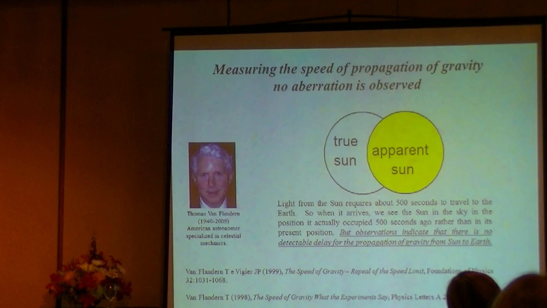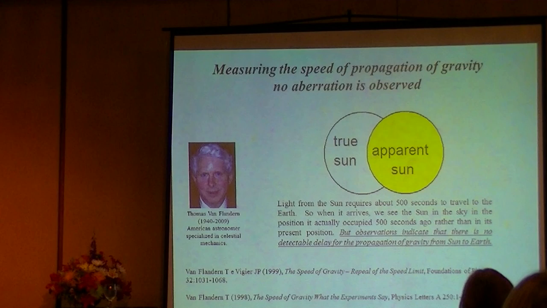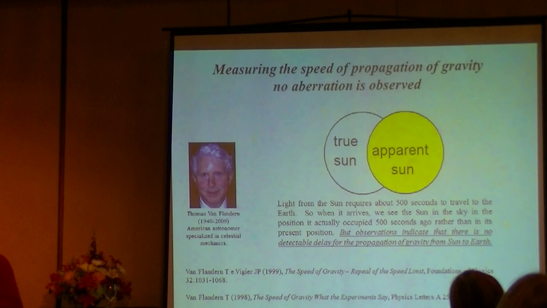Well, with light, what you have is an aberration. That means that we see the light coming from the sun in a different place from where the sun is now, because it has moved while the light was arriving at the Earth. Measuring the pull of gravity, we have no aberration. The pull of gravity is exactly at the point where we see the sun. And consequently, these kinds of experiments say that the speed of propagation of gravity is instantaneous. And consequently, they support the negative solution of the equation.